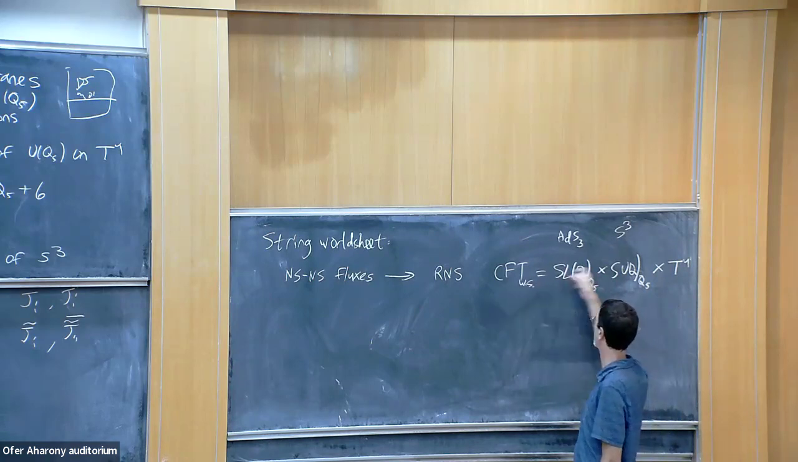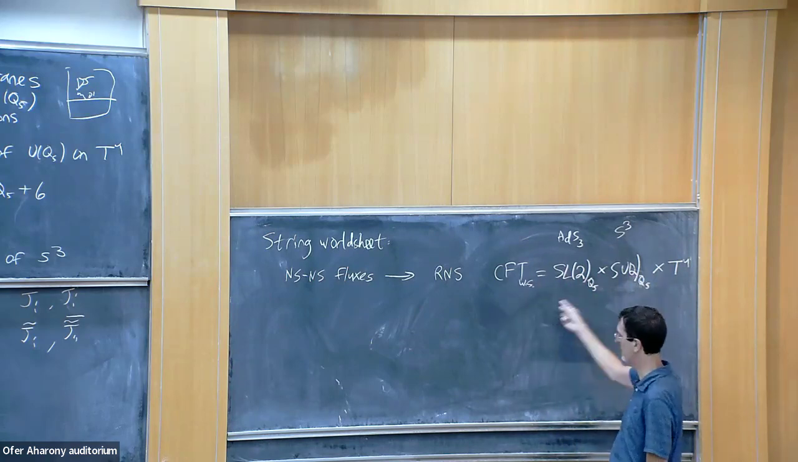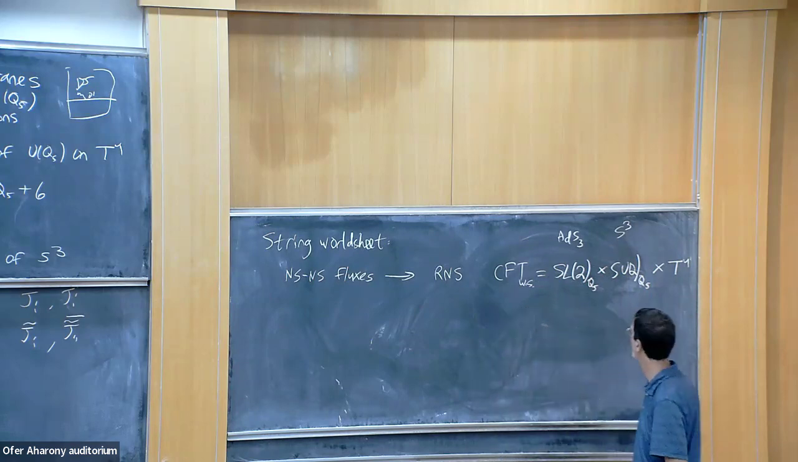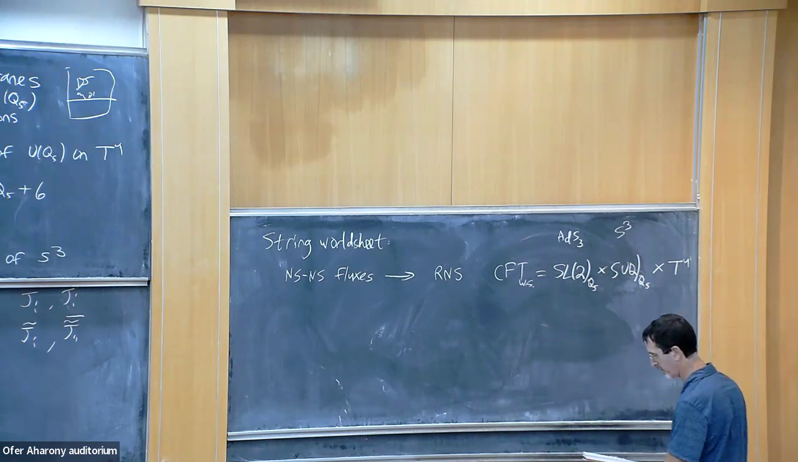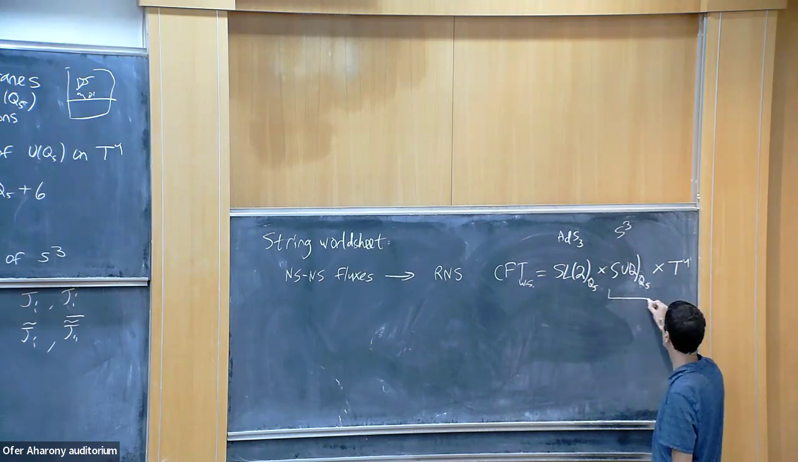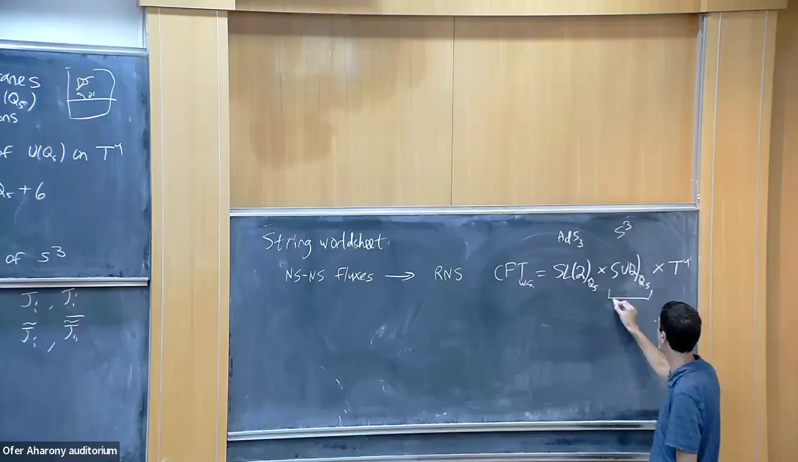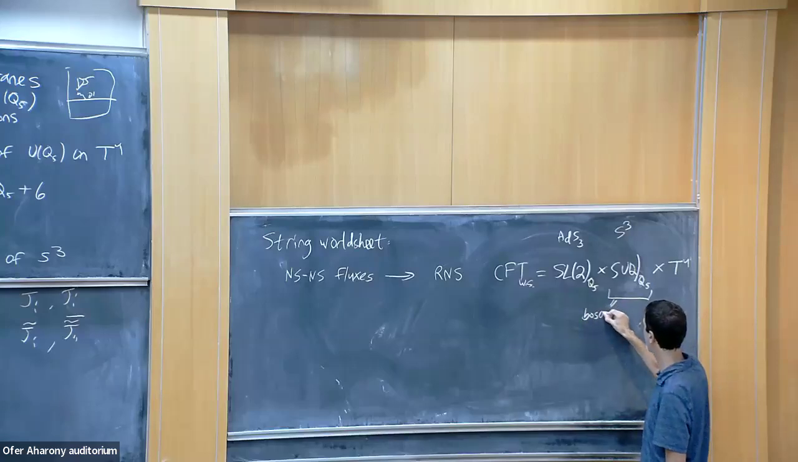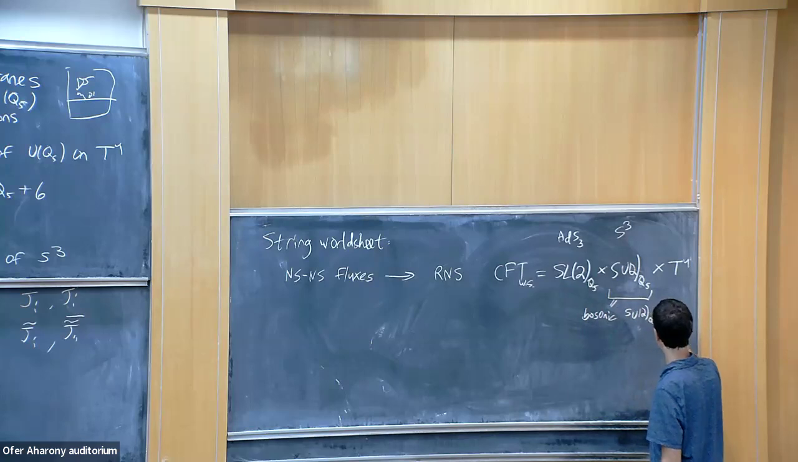And again, we just put a type 2 superstring, so we have the supersymmetric version of this worldsheet conformal field theory. Now it turns out that the supersymmetric SU2 WZW model at level Q5 is the same as the bosonic SU2 WZW model at level Q5 minus 2 plus 3 fermions.